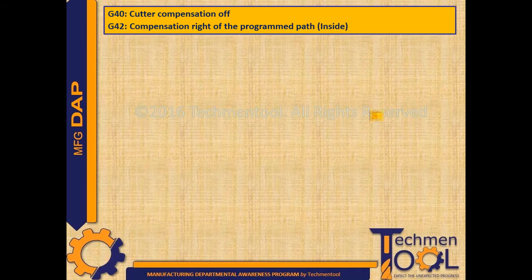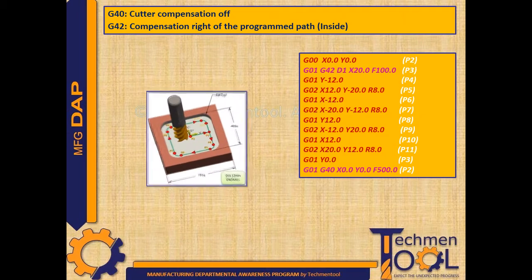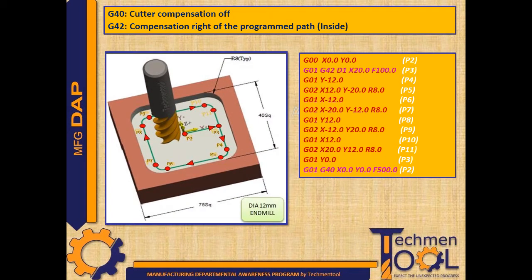G42 compensation right of the programmed path, inside. In this sample program, after the rapid movement, the G42 compensation code is provided along with the D1 offset X20 and feed rate 100 microns to move the tool to the right of the programmed path as shown in the figure. Then necessary linear and circular movement takes place by considering compensation values as per instructions. Finally, the G42 code will be cancelled by the G40 cutter compensation cancel code by moving the tool to the X0, Y0 position at the feed rate of 500 microns.